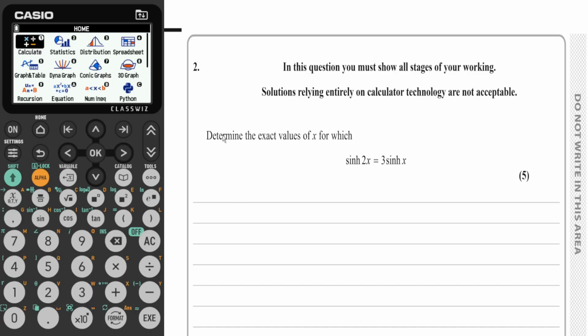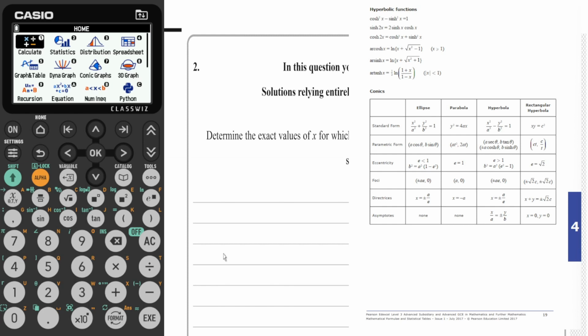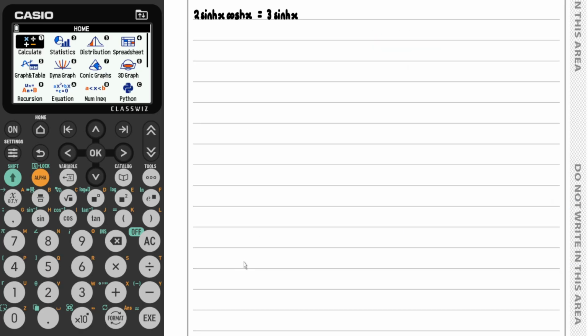Question number 2. We have to determine the exact value of x for which hyperbolic sine of 2x is equal to 3 times hyperbolic sine x. To begin with, hyperbolic sine 2x is equal to 2 times hyperbolic sine x times hyperbolic cosine x. So on the left hand side of the equation we would have 2 times hyperbolic sine x times hyperbolic cosine x, and this will equal 3 times hyperbolic sine x.